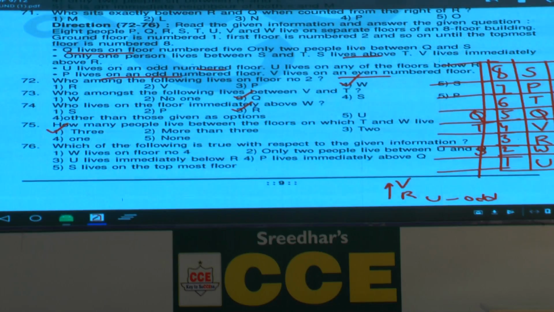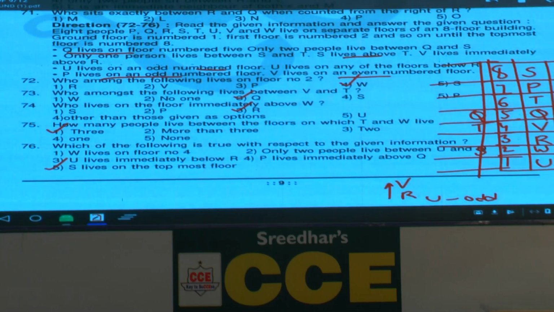76. Which of the following is true with respect to the given information? W lives on floor number 4. And next one, only 2 people live between U and Q. 2 people live between U and Q, that is also ruled out. U lives immediately below R, that is also false. And P lives immediately above Q, that is also false. S lives on the topmost floor, that is definitely true. Choice 5 is the answer. 72 to 76, and the choices are 4, 3, 3, 1, 5. Done with this?